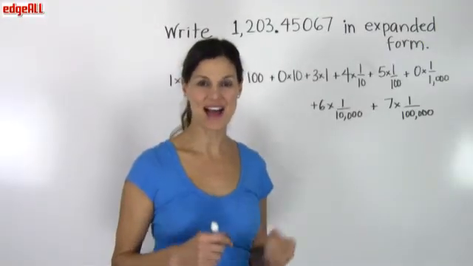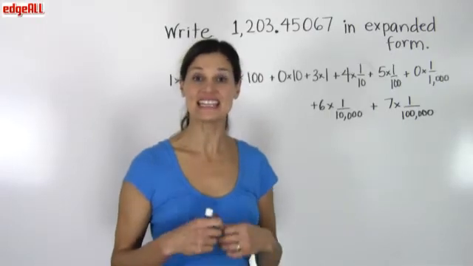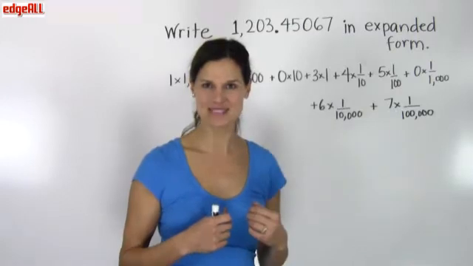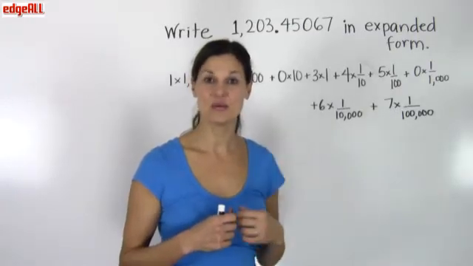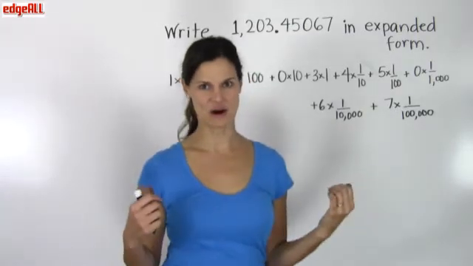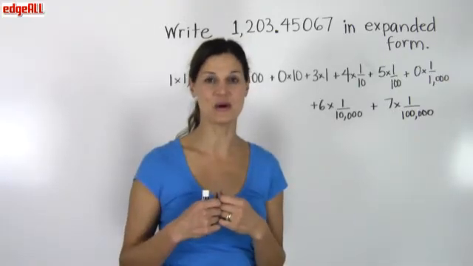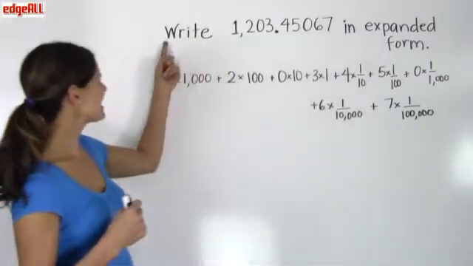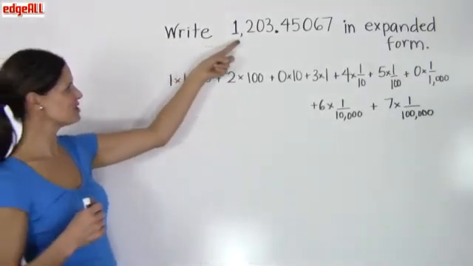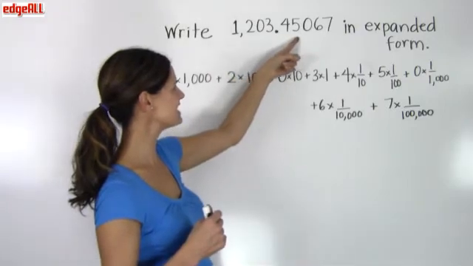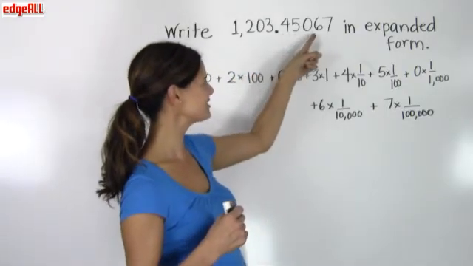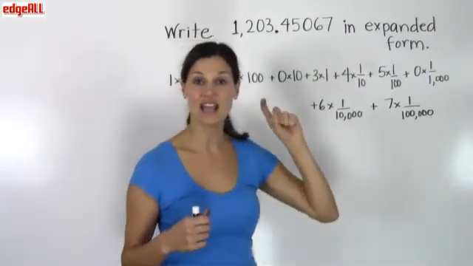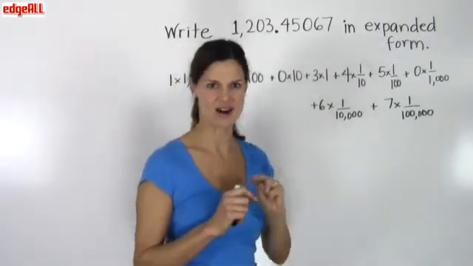Now we are going to combine what we just saw with the expanded form of whole numbers and the expanded form of decimals and look at an example where we're asked to write the expanded form of a really large number that has both whole numbers and decimal numbers. We are asked to write 1,203.45067 in expanded form. So remember, we want to look at the different place values of our numbers.